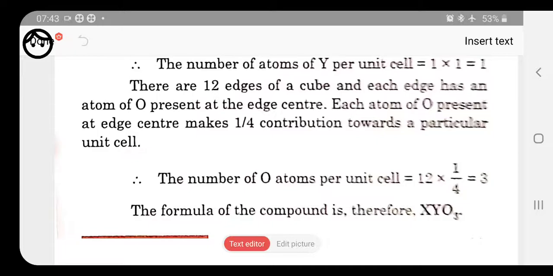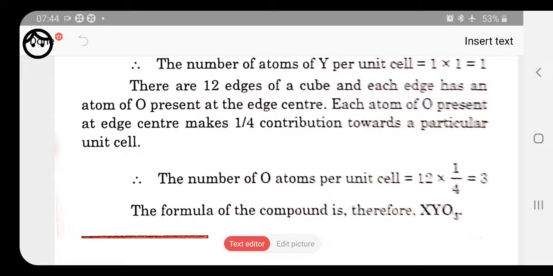So the formula of the compound will be what? X is equal to 1, Y is equal to 1, and O is equal to 3. So here the formula would be XYO3. Okay, hope you understood this numerical, because it is very easy. If you still have any doubt, then you can directly call me, and I will make it clearer by giving some more examples.